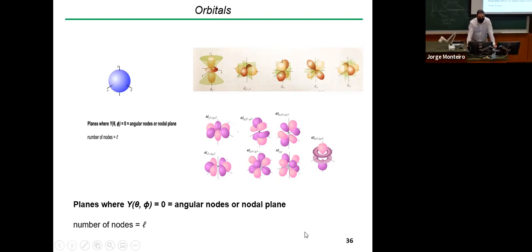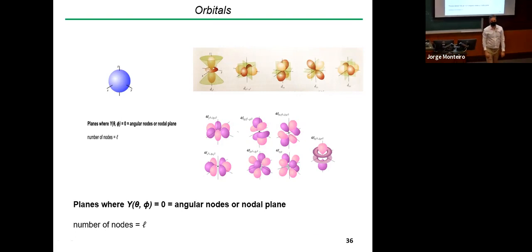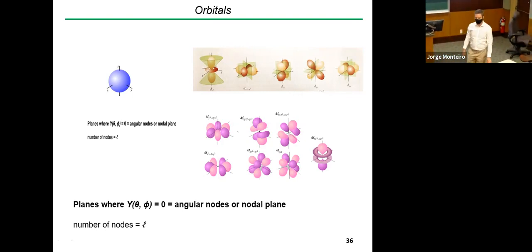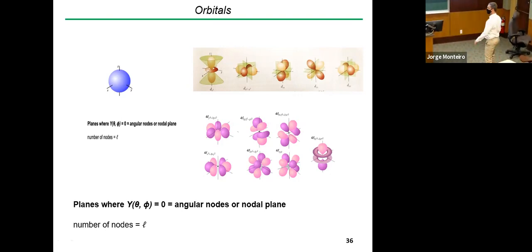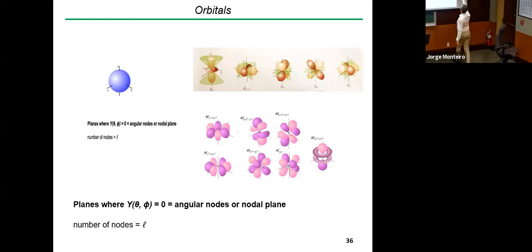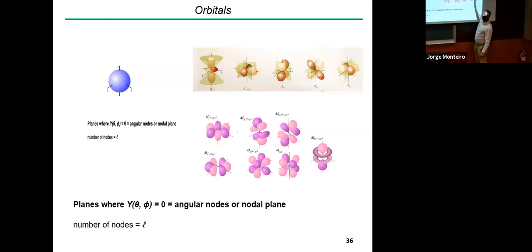So an angular node is a place where the electron can't be. Exactly. Usually a plane, because we are in 3D space. Is that represented by the first image on top of the picture, the cone and the planes? Are those the nodes? Yes, those are the nodes.